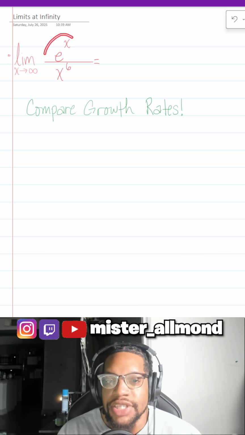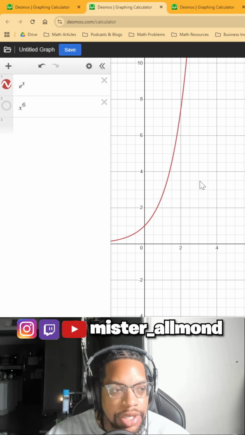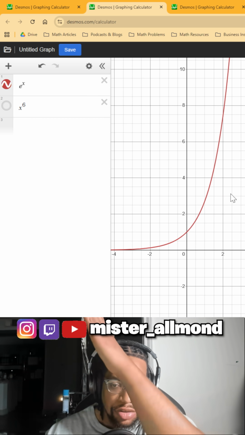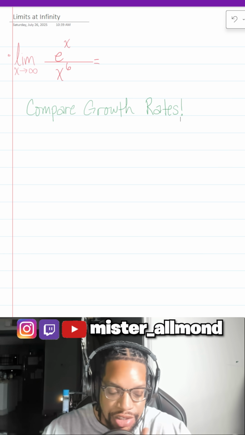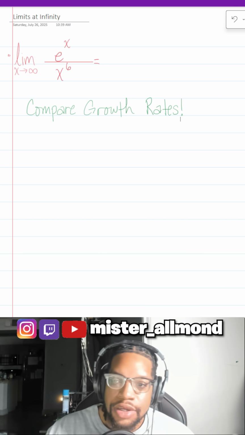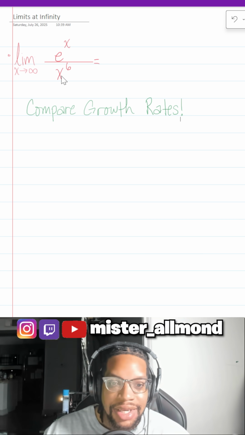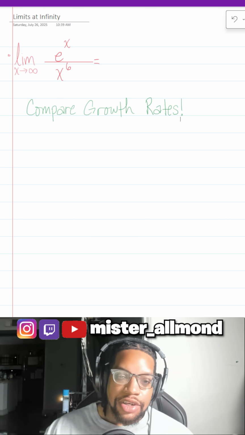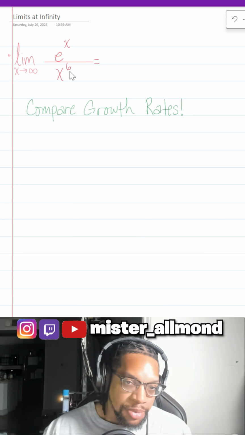Our numerator is just e to the x. And if you know what e to the x looks like, it starts off flat and then shoots up. On the bottom you have x to the 6, which is kind of like x squared, but it grows faster than x squared. So really what we're looking at is between e to the x, an exponential, and x to the 6, which one grows faster. You just have to know and think about the power of exponentiation as opposed to just raising a number to the 6th power.